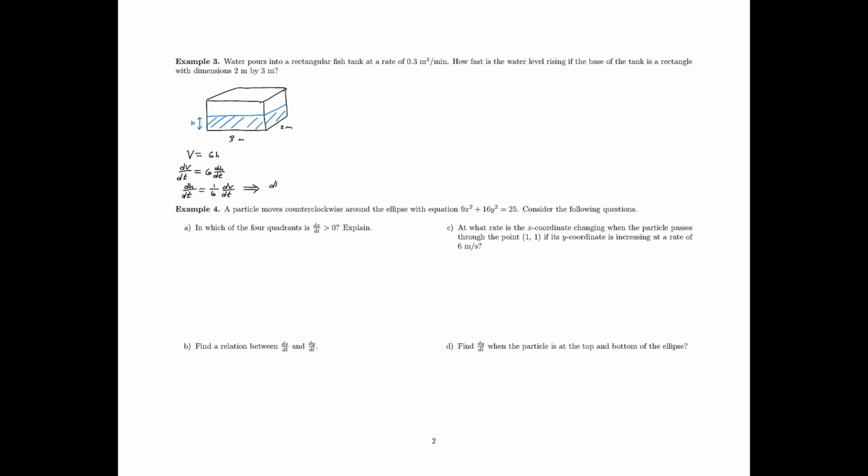Well, we can go ahead and plug it in. In this case, it would be 1/6 times our dV/dt, which is 0.3. Which this turns out to be, let's see, what is this? This would be 1/20 meters per minute.